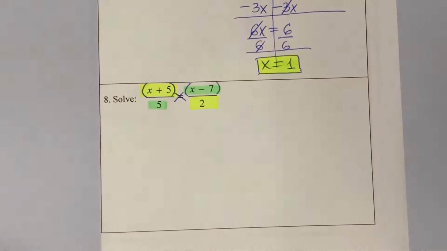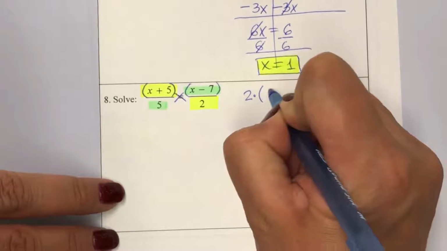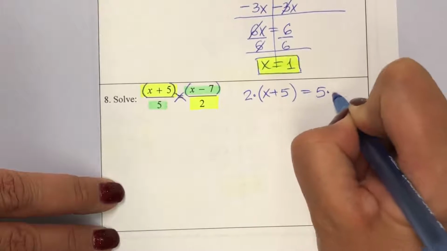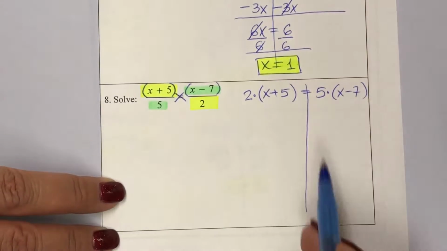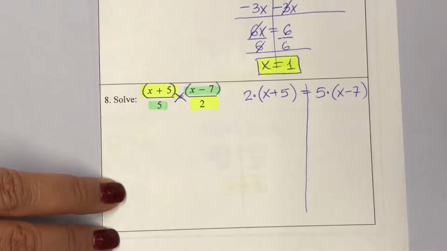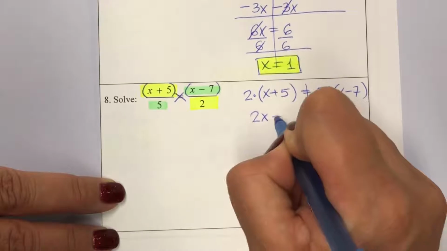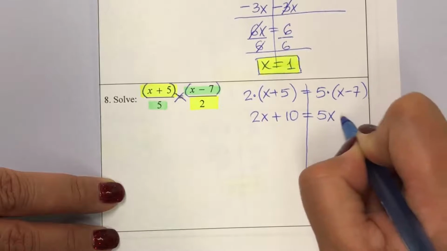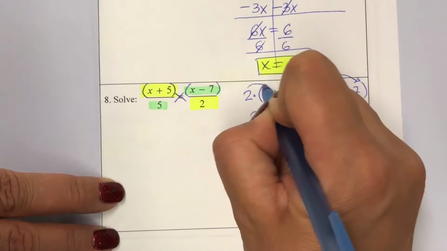So we are going to still use our cross product and make sure that we multiply across the expression in parentheses, and then 5 multiplied by x minus 7 on the other side. That creates again an equation with variables on both sides, and distributive property goes first. So 2 times x will be 2x plus 2 times 5, 10. 5 times x would be 5x and minus 35. So we multiply the number outside by each term inside. Distributive property.